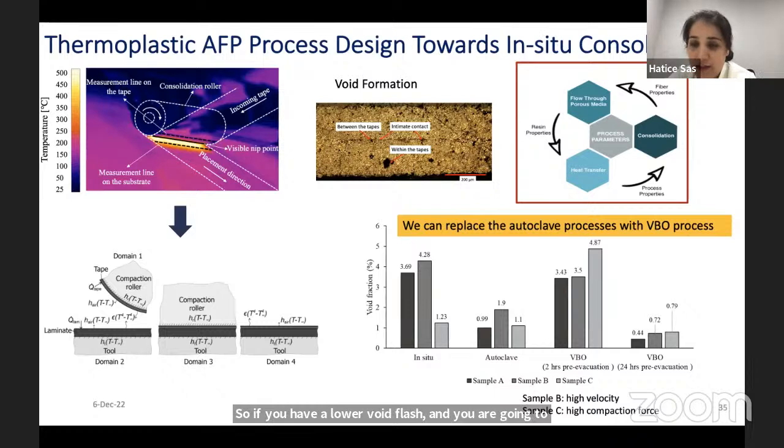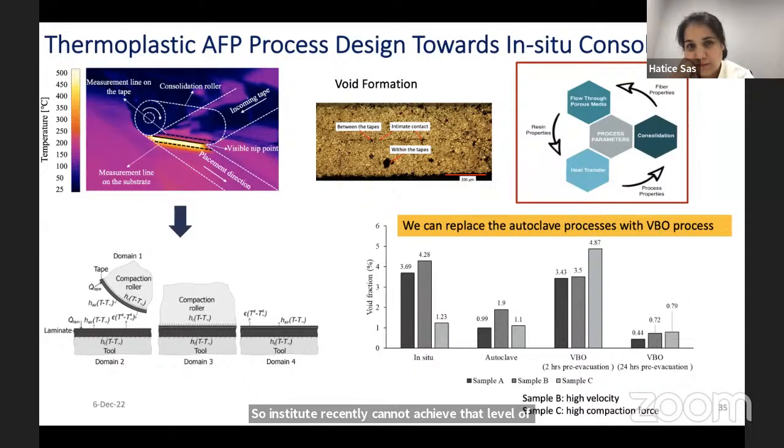And additionally, with the autoclave and the vacuum, the heating process also facilitates an increase in the degree of crystallinity. Not only void fraction, but also degree of crystallinity is higher right after the secondary process. So the autoclave vacuum bag decreases the voids and also increases the degree of crystallinity for the thermoplastic composites. In situ recently cannot achieve that level of mechanical integrity.